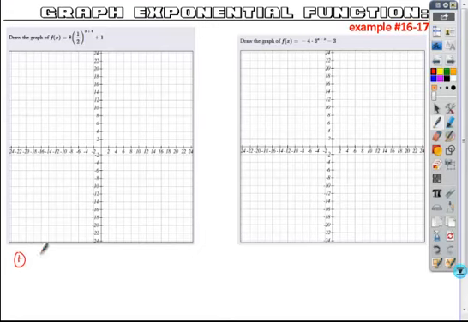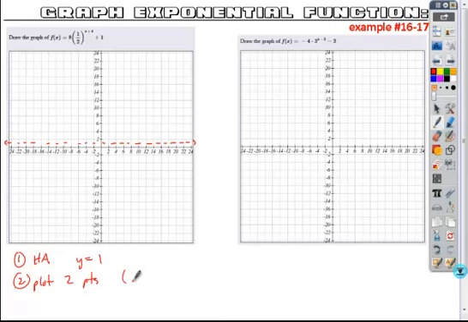So the first step is to identify our horizontal asymptote. So the horizontal asymptote is going to be where? Y equals 1. We have a vertical shift of 1. So the first thing I'm going to do is sketch my graph, or my asymptote. Okay, and then next I'm going to plot my 2 points.